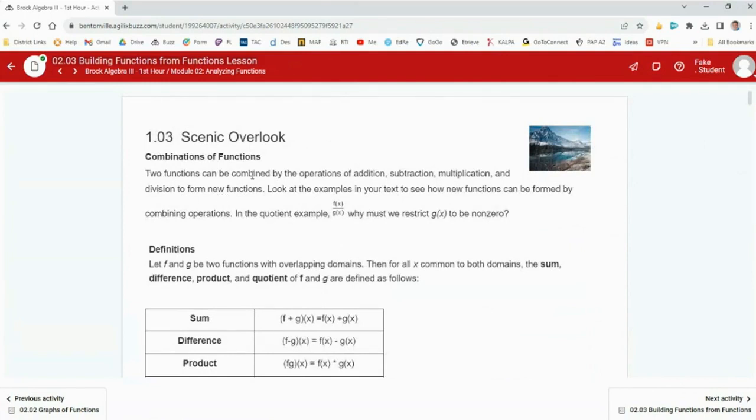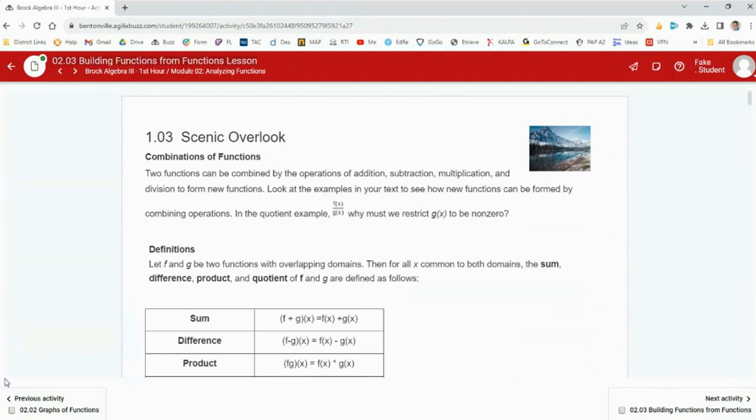2 functions can be combined by either adding them, subtracting them, multiplying them, or dividing them. Right? So if we have f of x divided by g of x, f of x could be x squared minus 3x plus 4. I mean, f of x is an entire function, and it's being divided by another function. So in this case, why must we restrict g of x to be non-zero? We say g of x cannot equal 0.